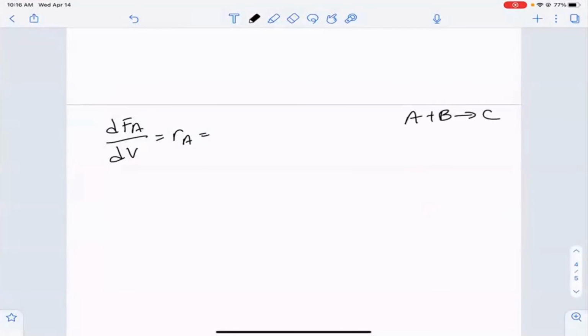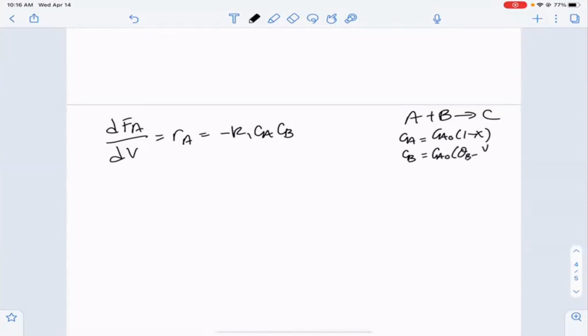And if it's an elementary reaction, that's just minus k1 times Ca times Cb. And for this process, if it's isothermal and we have a liquid phase reaction, we know that there's no change in the volumetric flow rates. And so because of that, Ca just equals Ca0 times 1 minus X. And also Cb, they're fed in an equimolar mixture, so this is Ca0 times theta B minus the stoichiometric coefficient of B over A times X. And in this problem, that just becomes Ca0 times 1 minus X as well.